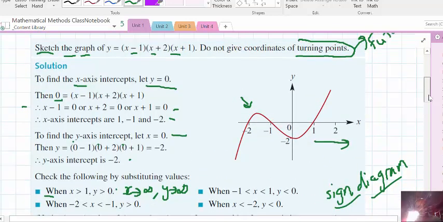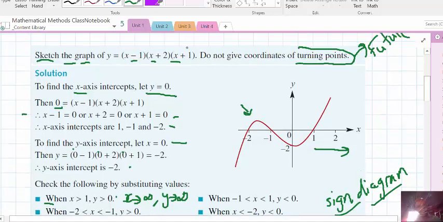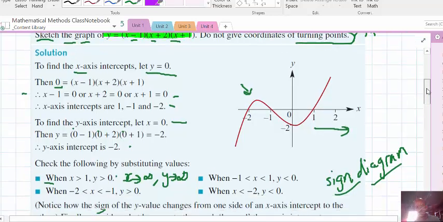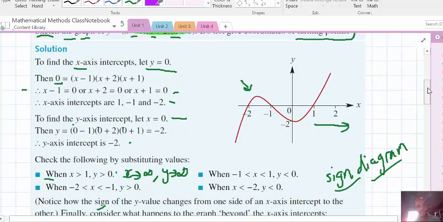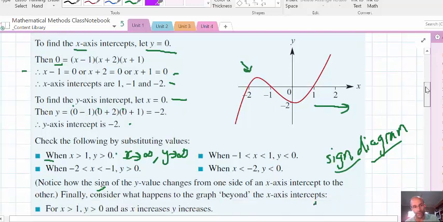If you kept subbing in bigger and bigger values, why don't you pause the video and try that yourself? Sub in increasingly larger values of x, and you'll get increasingly larger values for y. Obviously you can't substitute infinity into your calculator. Don't get me started on that, but just sub in really large values for x and see what happens, and then even larger values for x and see what happens.